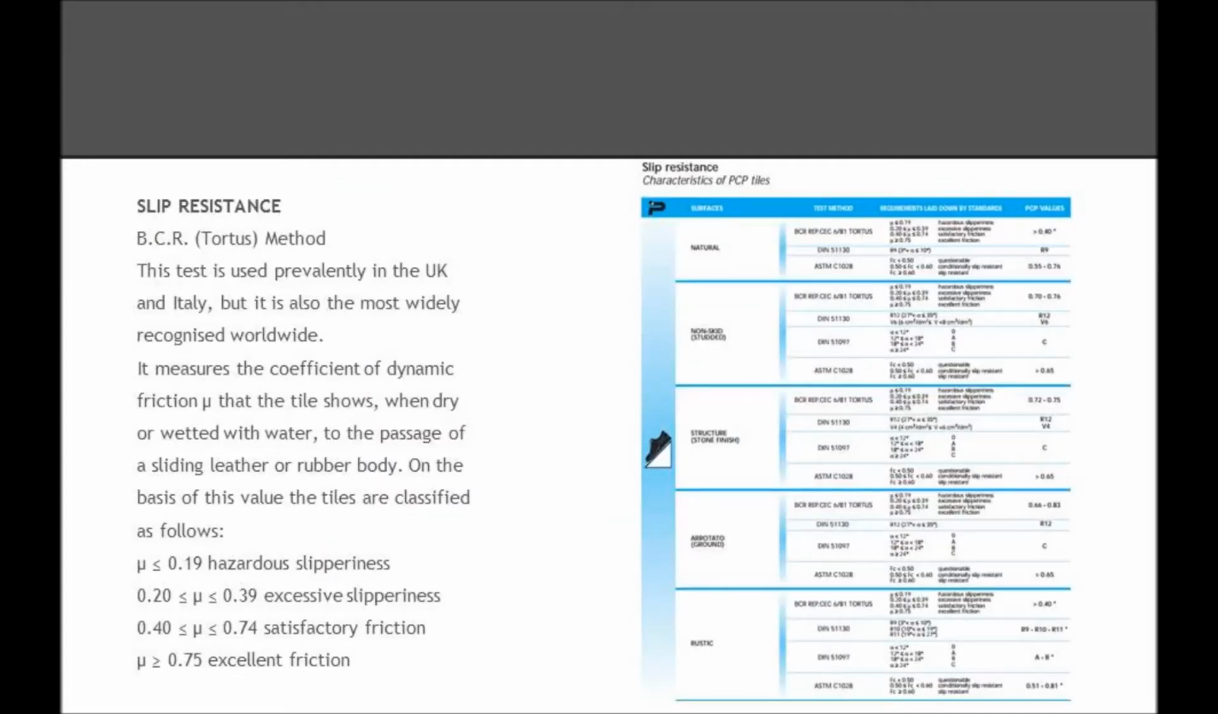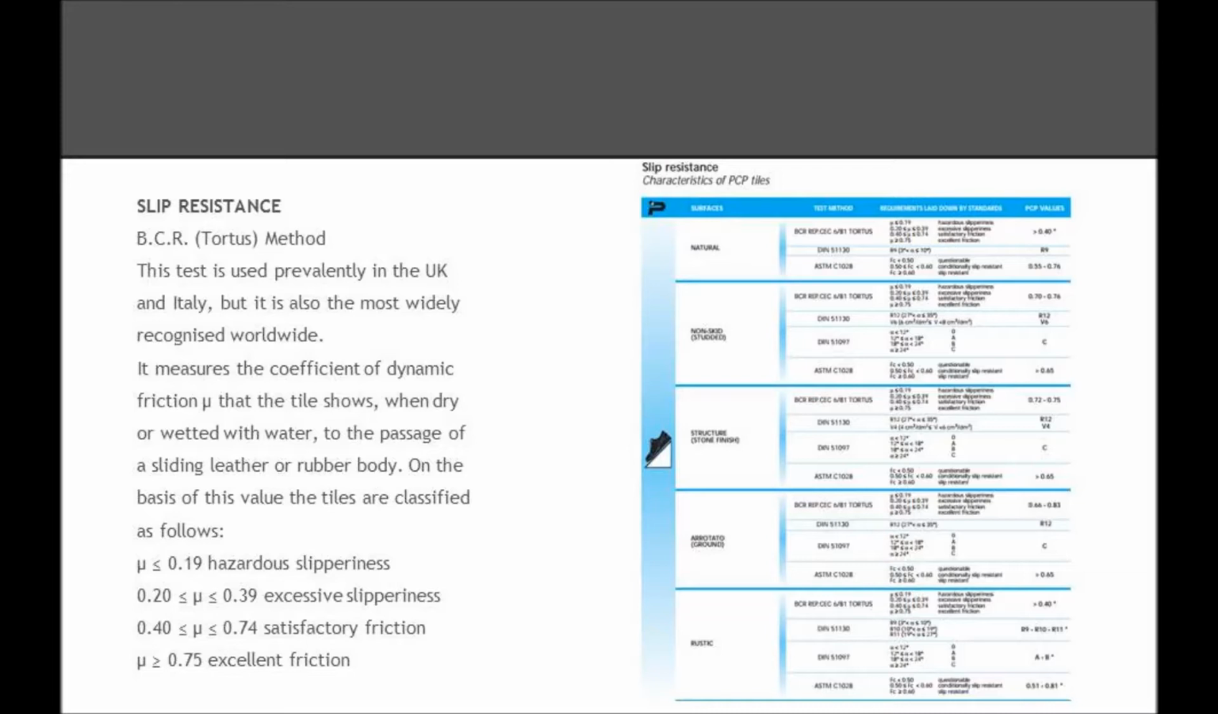It must be kept in mind that most of these tests are carried out for safety measures. For example, there is the slip resistance test that is used prevalently in the UK and Italy, but is also recognized worldwide. It measures the coefficient of dynamic friction mu that the tile has when it is either dry or wet, and its response to the passage of a sliding leather or rubber body.